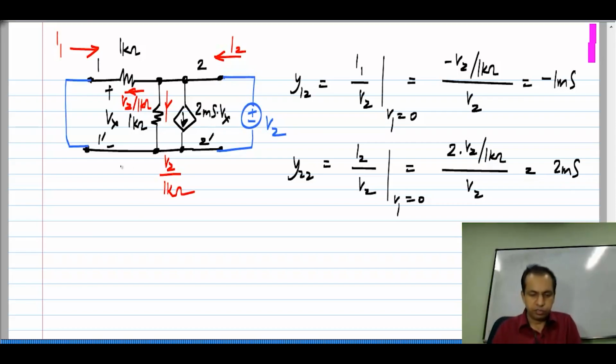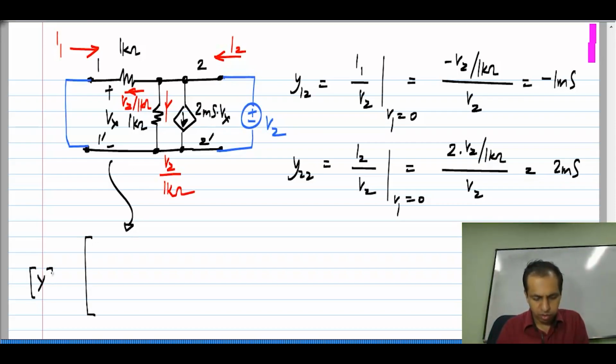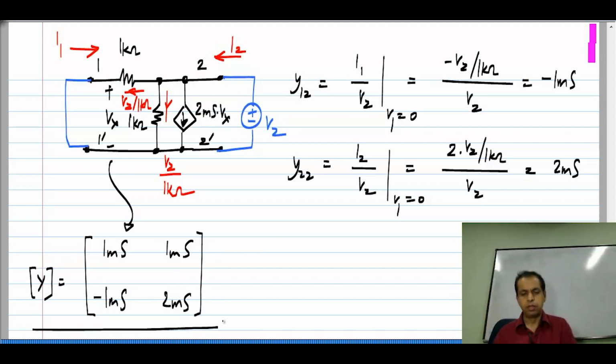So, the Y parameters of this network, the Y matrix is 1 millisiemen, 1 millisiemen, minus 1 millisiemen and 2 millisiemens. Okay. So, again the point of this is you can use these equations with only 4 parameters instead of looking at all the details within the circuit. Okay.